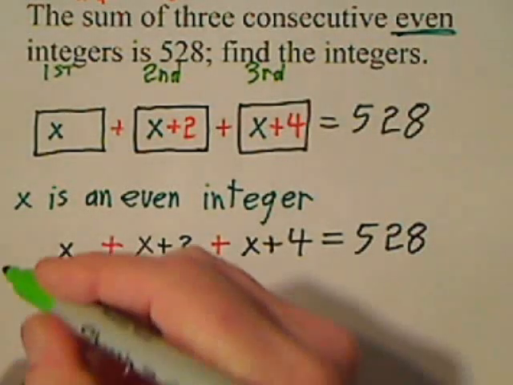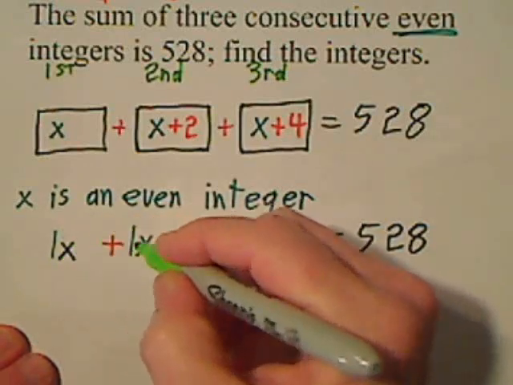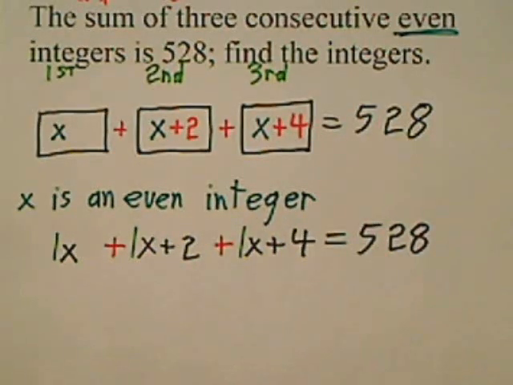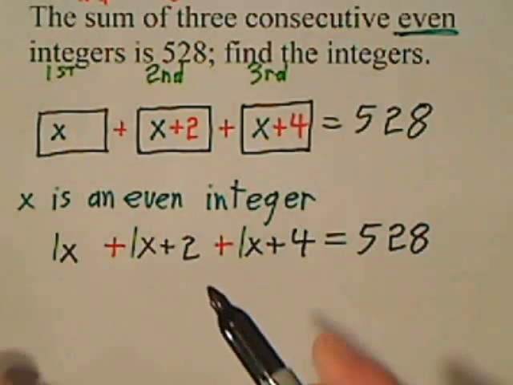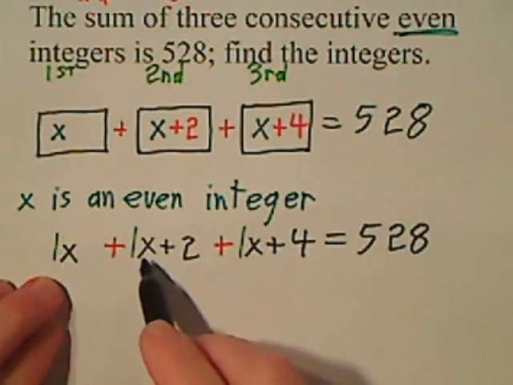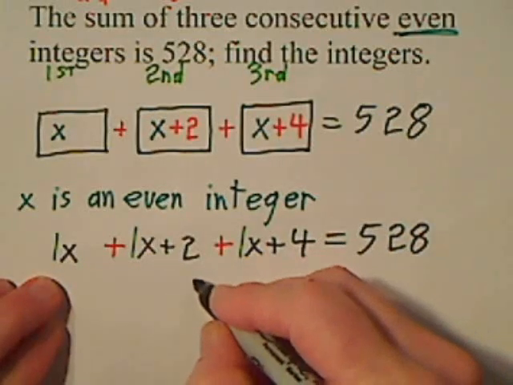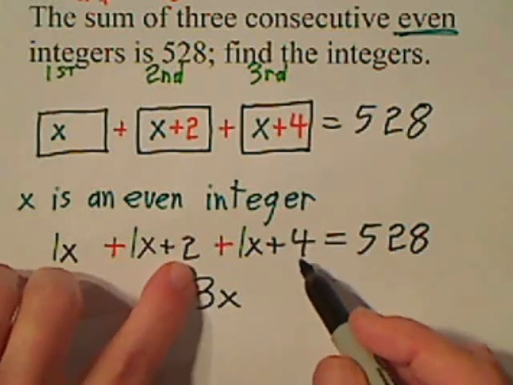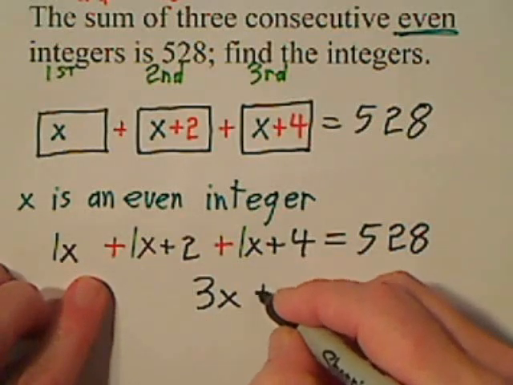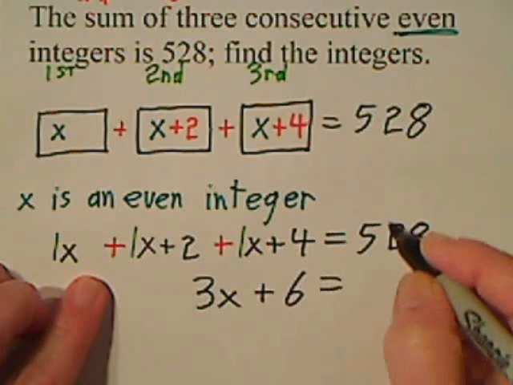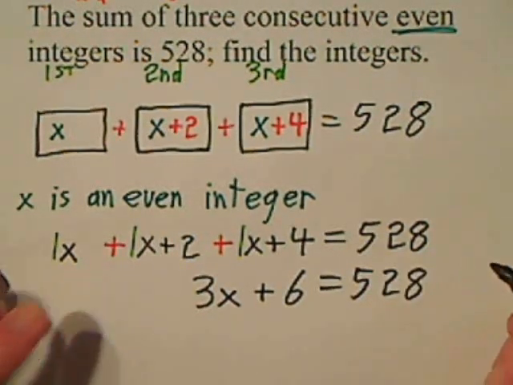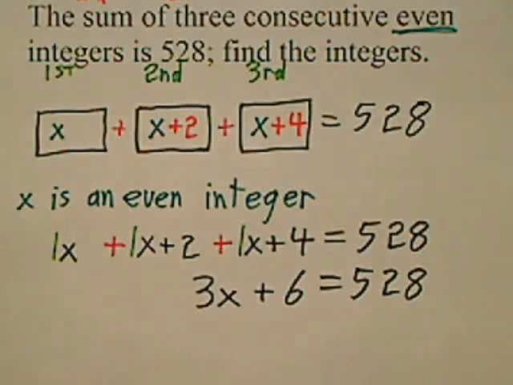And again, keep in mind there's a 1 in front of each of these x's. I don't have to write it. It's always understood to be there. So combining like terms, 1x plus 1x plus 1x, we have 3x. The 2 and the 4 gives us a 6, and this just drops down. Let's get rid of that 6.